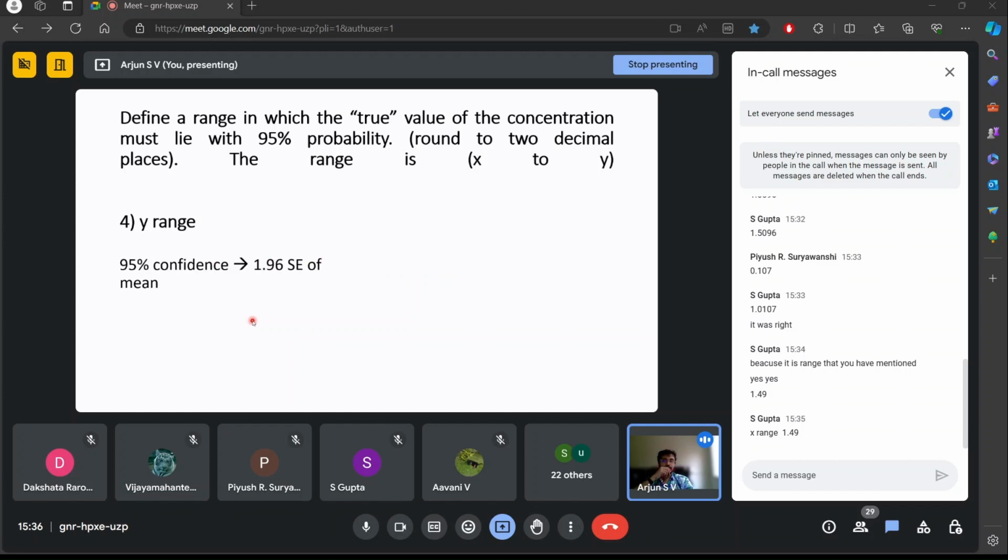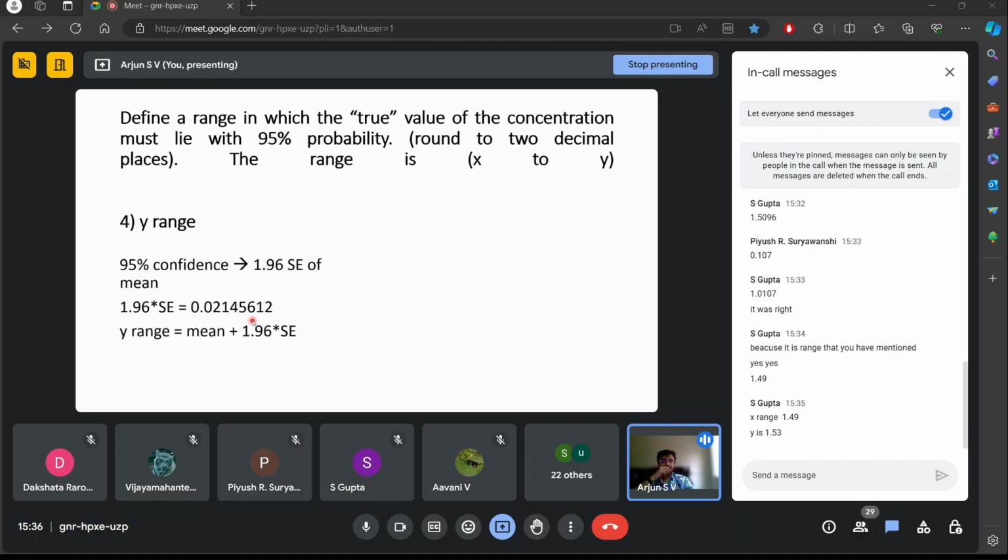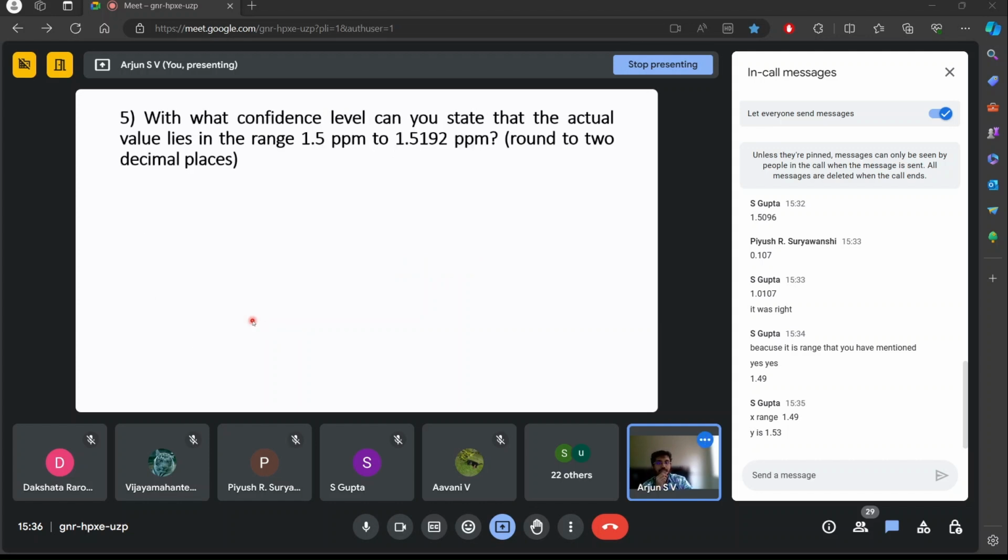And similarly, y is given by adding 1.96 standard error to the mean, which will give you 1.531. And the acceptable range is between 1.53 and 1.531. Yeah, I hope everyone is clear with the questions. So I'll go to the next question.